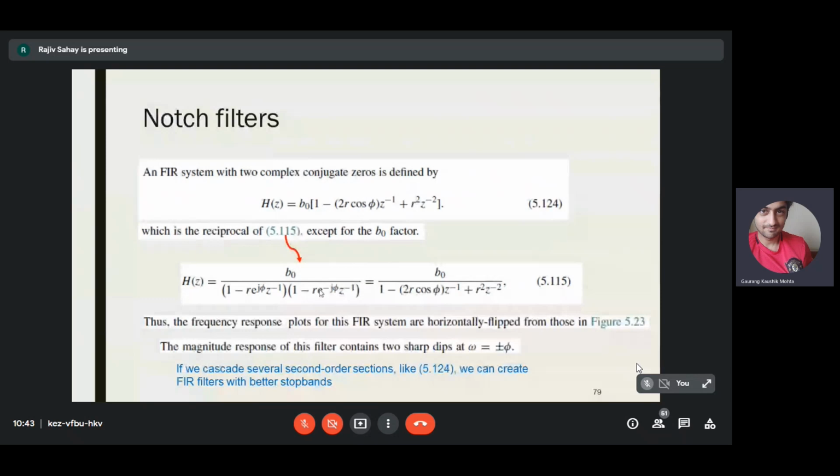So again, if you see the zeros location, that is deciding where the notch is. So can I move ahead?